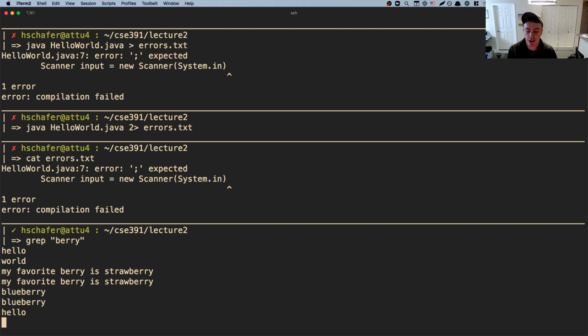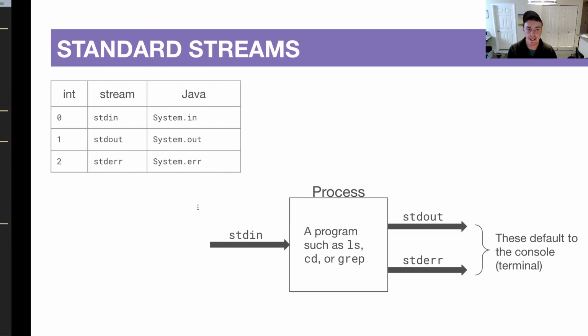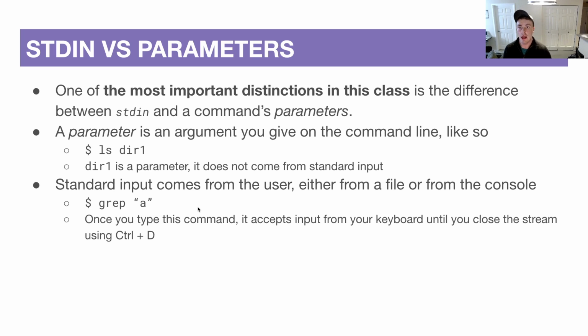Now, it's important to remember that one of the most important distinctions in this class is the difference between standard in and a command's parameter. A parameter is an argument that you give on the command line. Like in my example here, I use ls dir1. dir1 is a parameter you're passing in, and it does not come from standard input. It comes from what you typed into the shell before you ran the command.